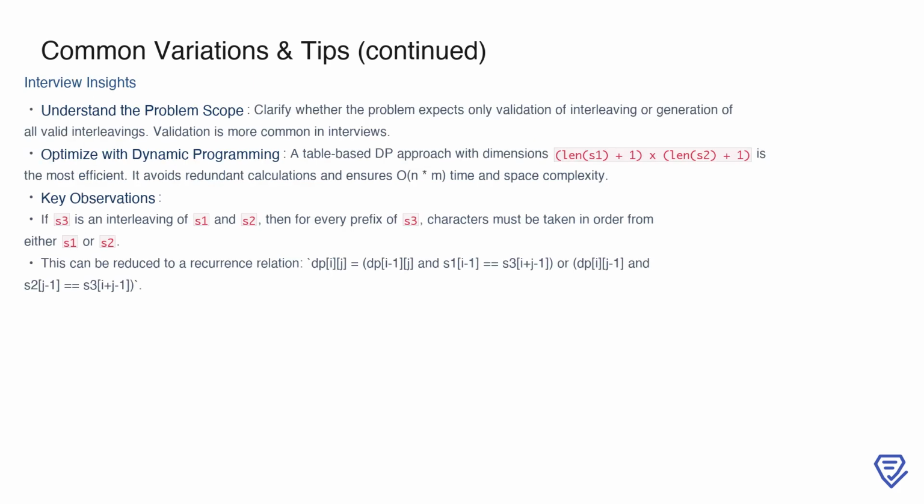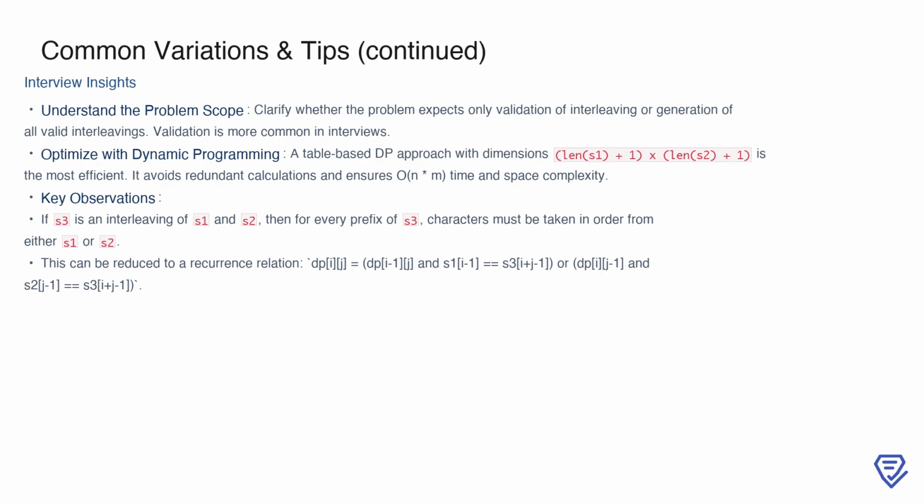During interviews, it's crucial to first clarify the problem scope. Most interviewers focus on validating whether S3 is an interleaving of S1 and S2, rather than generating all possible interleavings. To approach this efficiently, dynamic programming is the preferred method. A DP table with dimensions based on the lengths of S1 and S2 can be used to track interleaving validity. This avoids redundant calculations and ensures a time complexity of O(n*m).